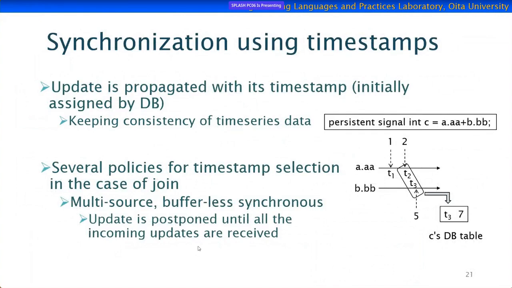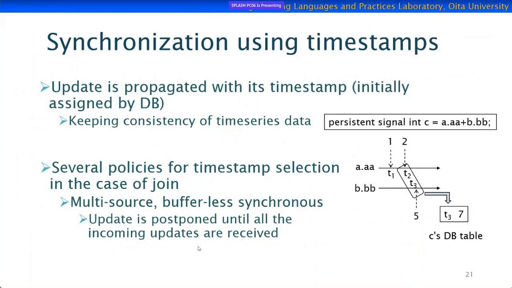Synchronization of update propagation is managed using timestamps. An update is propagated with its timestamp that is initially assigned by the database. This timestamp is used to keep consistency of timeseries data throughout the data flow. If the persistent signal is a join of multiple persistent signals, there are several policies to select the timestamps. One example is the multi-source bufferless synchronized policy. In this policy, the update is postponed until all the incoming updates are received.